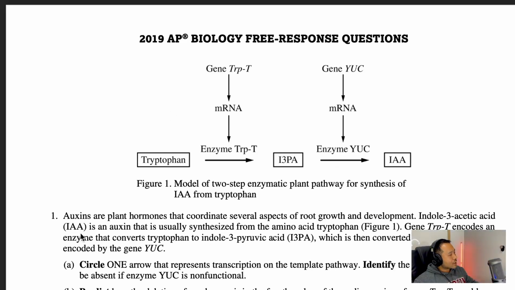Okay, so let's take a look at what they're saying then. Auxins are hormones. They're plant hormones that coordinate several aspects of root growth and development. They tell us that IAA is an auxin, so that'll be the final product here, synthesized from tryptophan, which makes sense. And then the next sentence is really about what enzymes are involved in the production of I3PA from tryptophan, and then, of course, IAA from I3PA. That's it. That's all we have to know. So let's take a look at the first question.